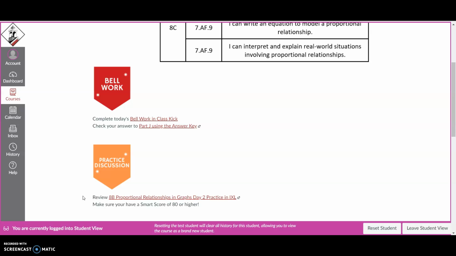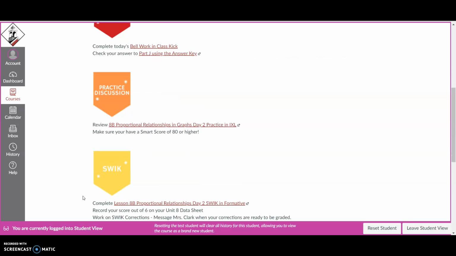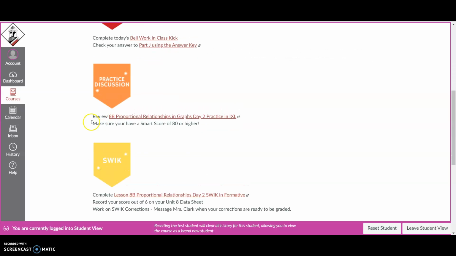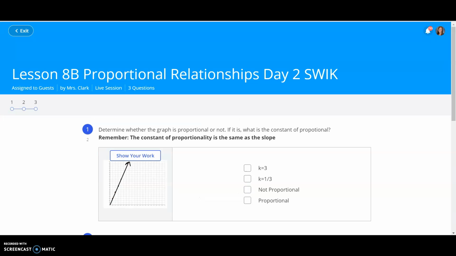And in IXL, if you're stuck on a question, it'd be best to send me a snip of the question. That way I can help you explain where your ordered pairs go and how to decide if it's proportional or not. Then after your IXL is good to go, let's check our SWIC. On our SWIC, it's 3 questions, and I give you 3 graphs, and you just tell me, is it proportional? If it's not, you just say no. If it is, then you tell me what the constant of proportionality is.